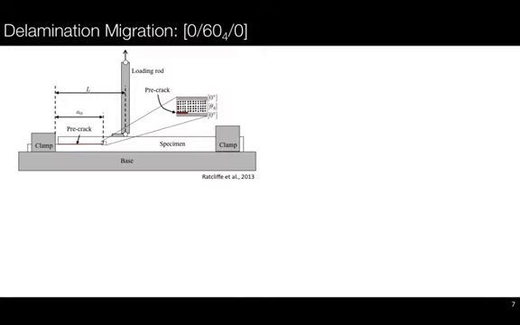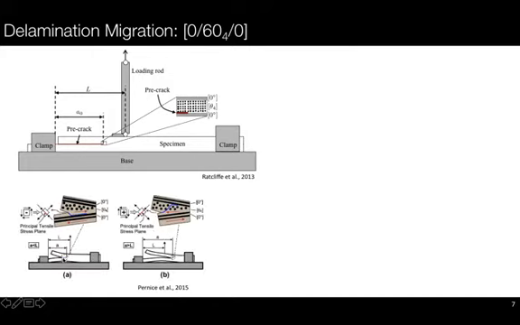Another example is delamination migration. This is an experiment setup designed at NASA Langley. Here, the study is focusing on the propagation of delamination, which is originally on the lower interface between 0 ply and angle plies. And then as the crack propagates, the shear sign changes.